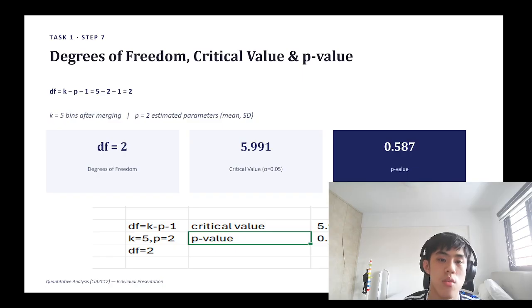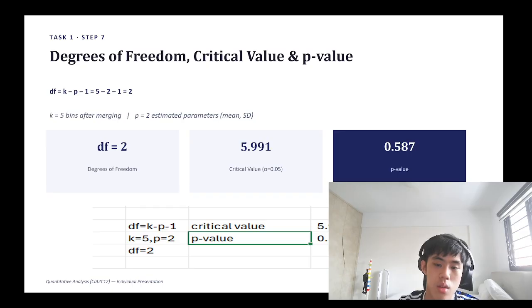Over here, for the degrees of freedom and critical value, to find the degrees of freedom we had to take k, which is a total of 5 bins after merging, minus p, which is 2 parameters, minus 1, and got a degree of freedom of 2. And then the critical value.